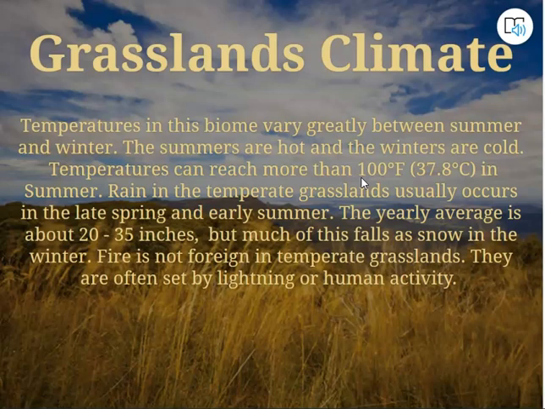Rain in the grasslands occurs in the late spring and the early summer. They get about 20 to 35 inches. A lot of that falls in the winter as snow. And it is important to understand that, yes, they do get rain. They get more rain than a desert. They get more rain than a tundra. They do not get as much rain as the forest, either deciduous or temperate or tropical rainforest, because they don't support a lot of tree growth.